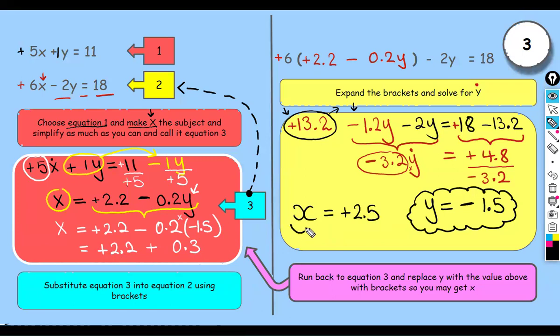I have it correct there. Let me know if I made any mistakes. I had a hard day as well. So you're finished. You can firmly say x is positive 2.5 and y is negative 1.5.